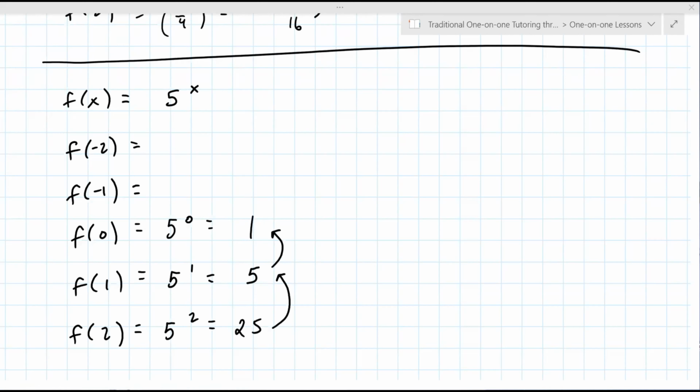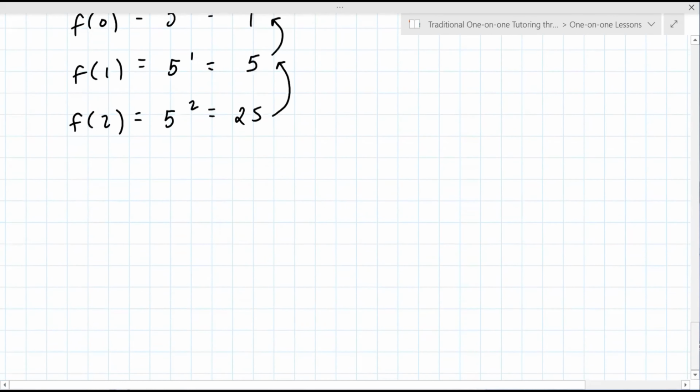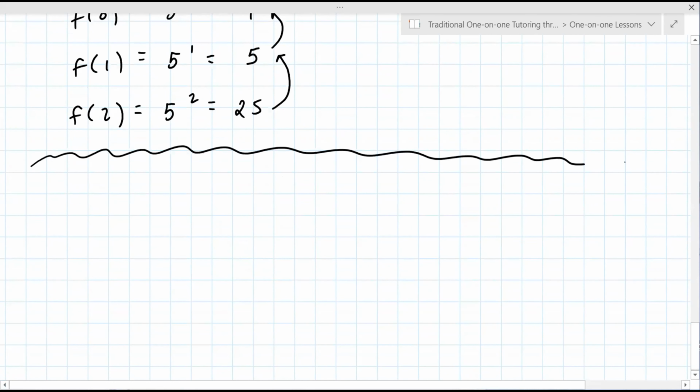So then you'd have 2 is 25, 1 is 5, 0 is 1, -1 is a fifth, and then -2 is 1/25. Yes. Okay. I really need to not write that as 10 again. You get the notes at the end, take a look at them, and watch the video at 1.5 speed later today or tomorrow and see if it makes sense.